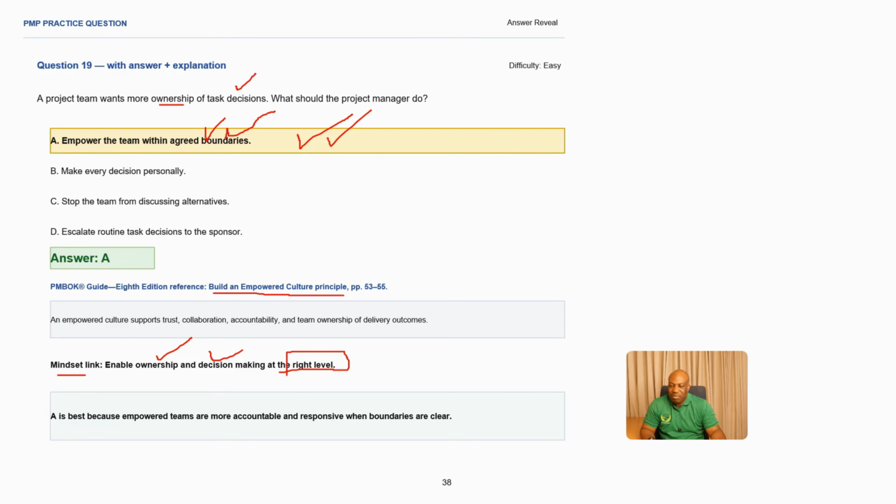A is the best answer because empowering your teams leads to more accountable responses when boundaries are clear. Okay, so making A the best answer.